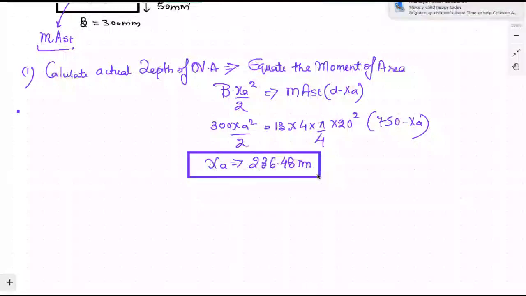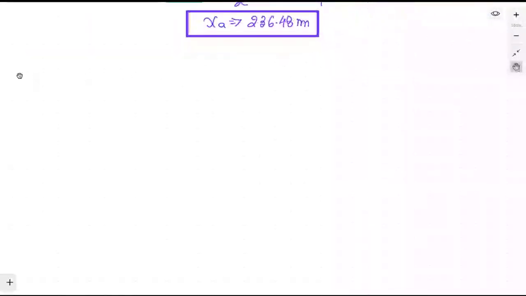Now the next step is to calculate the critical depth of neutral axis. What is the critical depth of neutral axis? Critical depth of neutral axis is that depth of neutral axis at which both the concrete and the steel will fail together or simultaneously. It means that if the neutral axis is equal to the critical depth of neutral axis, then the concrete will also fail and the steel will also fail.